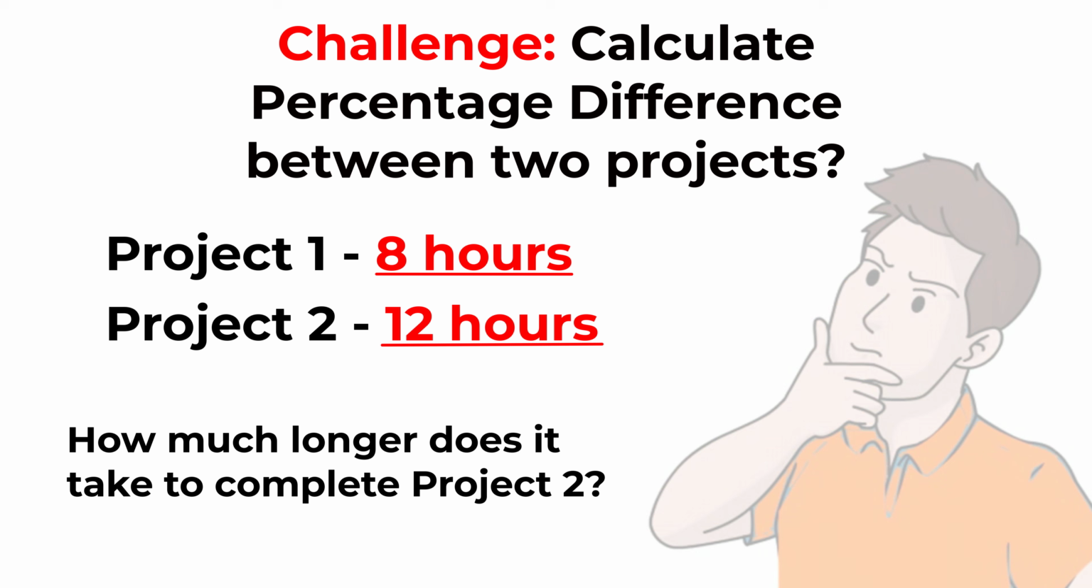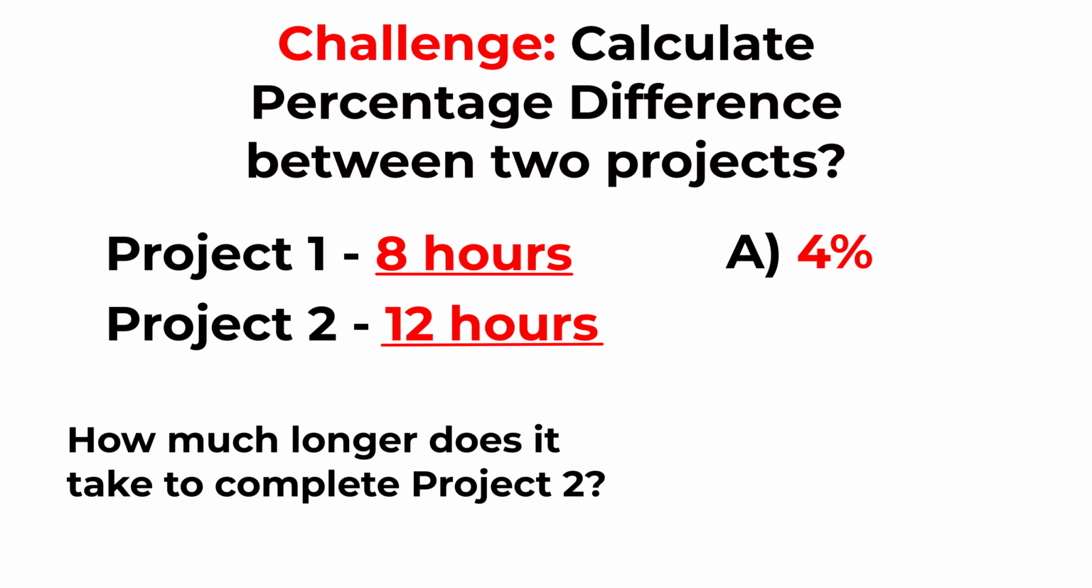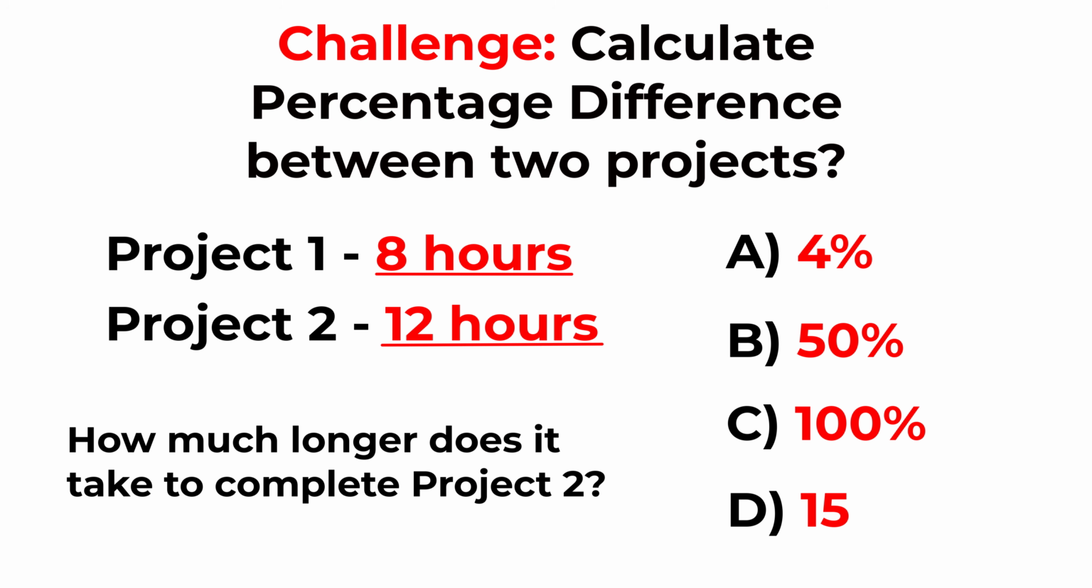You have 4 different choices. Choice A, 4%, choice B, 50%, choice C, 100%, and choice D, 150%. Can you calculate the answer?